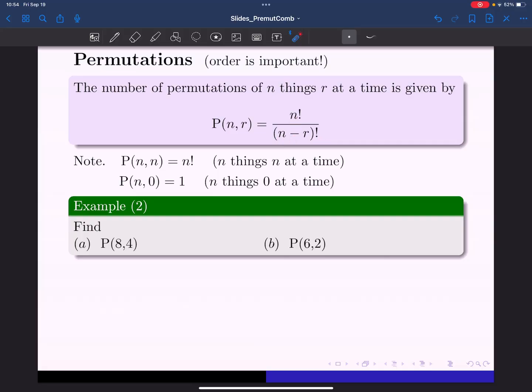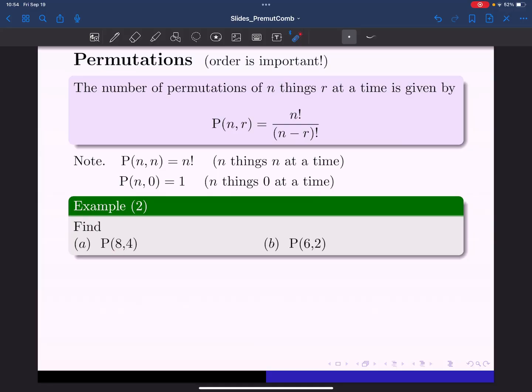Now, if we have P(n, n), n things n at a time, we have n factorial choices, because by the definition it would be n factorial over (n minus n) factorial, which is 0 factorial. 0 factorial is 1, so we are left with only n factorial. Now, if we have permutation n 0 at a time, we have only one choice for that: n things 0 at a time.